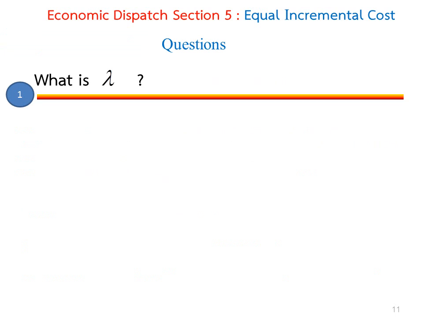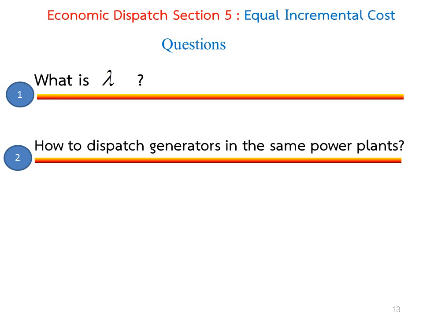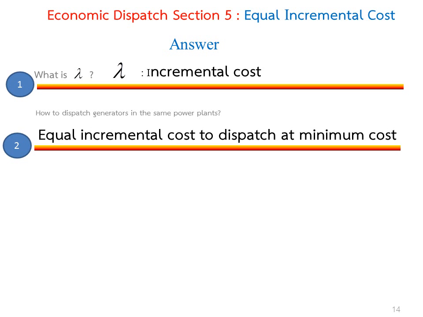Now answer these questions. What is lambda? It is the incremental cost. It is the production cost of the next megawatt hour. Second, how to dispatch generators in the same power plant? The principle of economic dispatch is equal incremental cost to obtain the minimum cost.